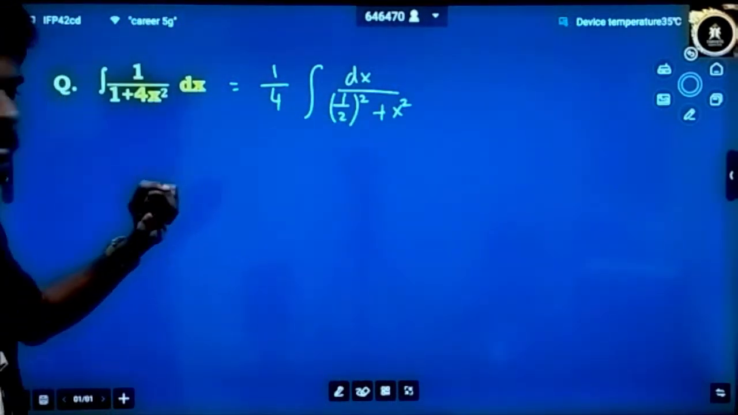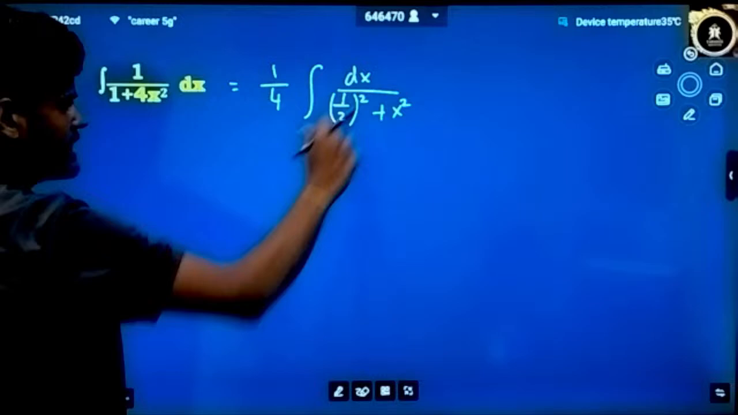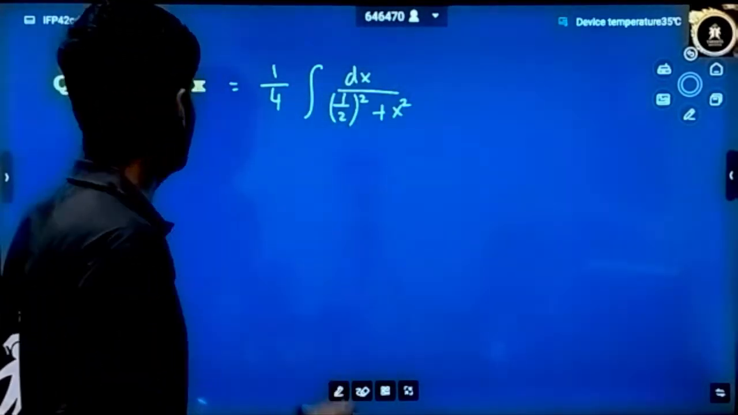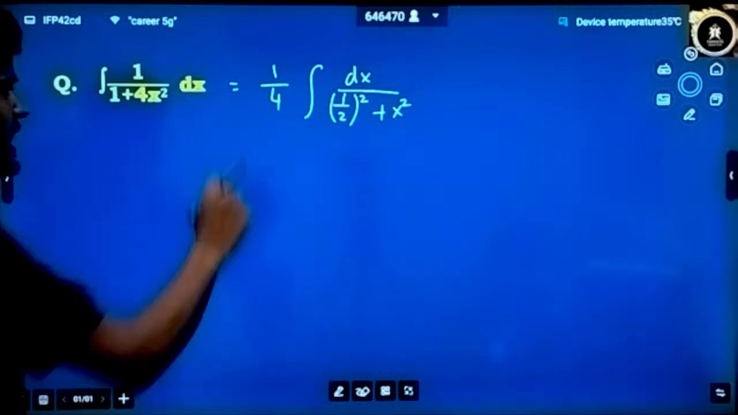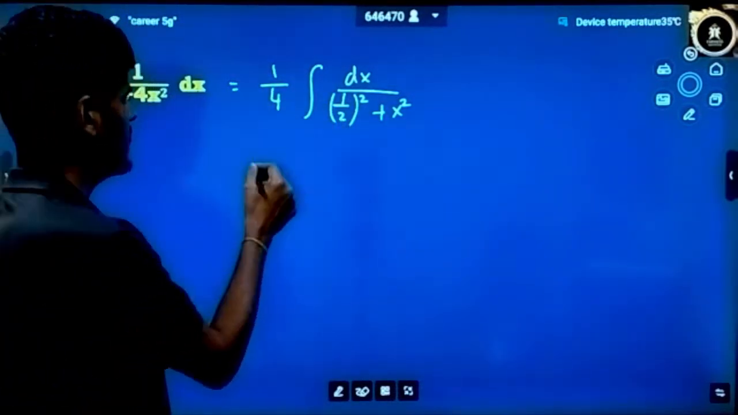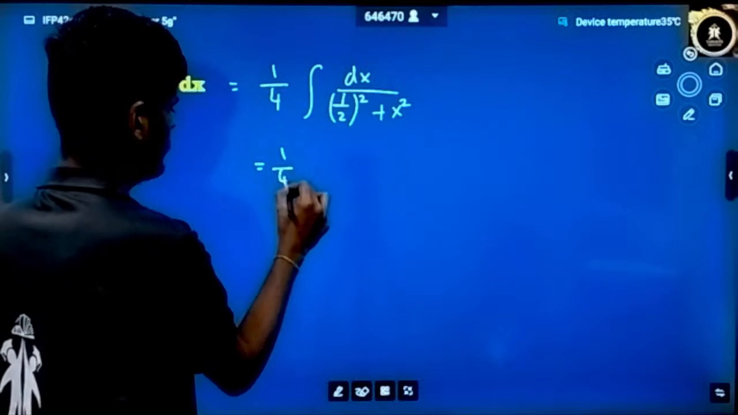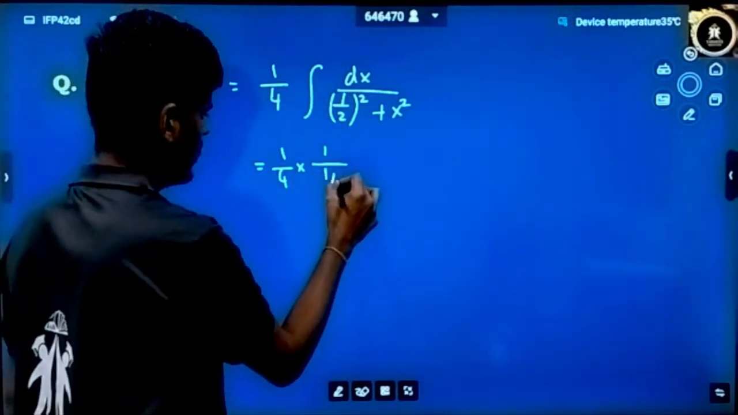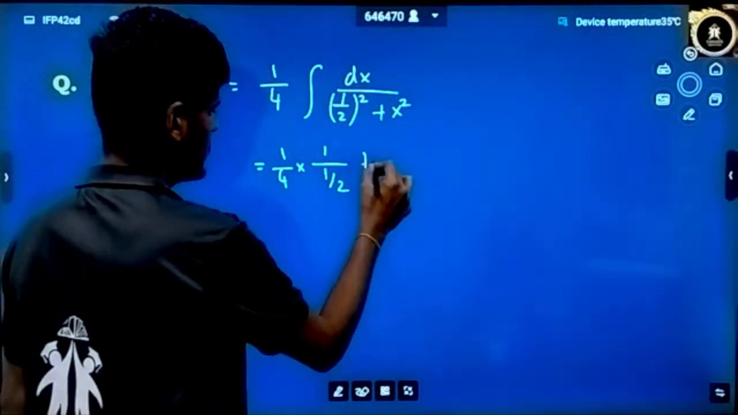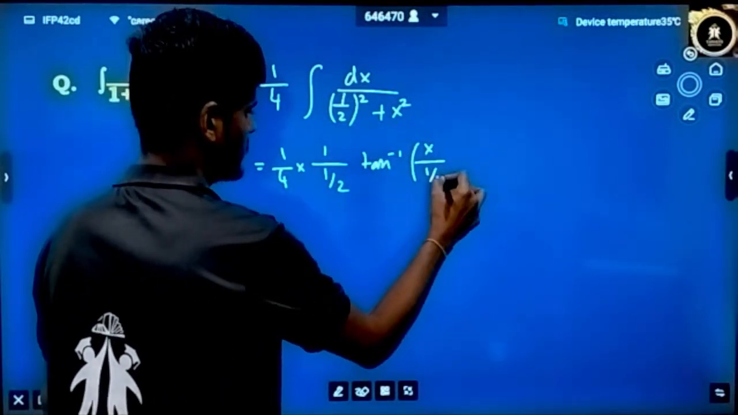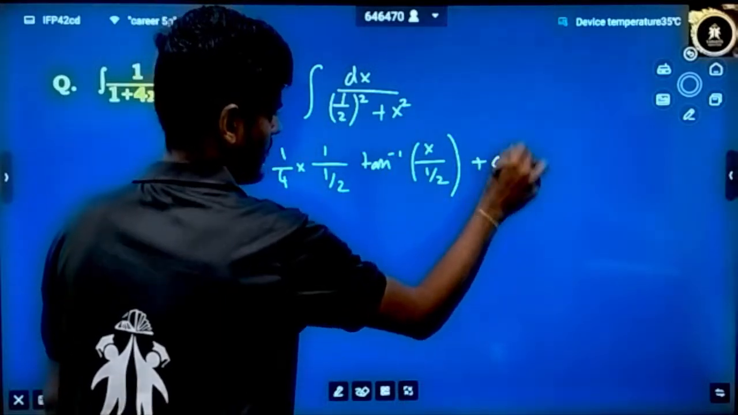Now this is the result. First we will write this in the standard form. This is of the form dx by x square plus a square. What is the formula, students? dx by x square plus a square is 1 by a tan inverse x by a. So this is equal to 1 by 4 into 1 by a, which is 1 by 2, 1 by a tan inverse of x by a, x by 1 by 2, plus constant.